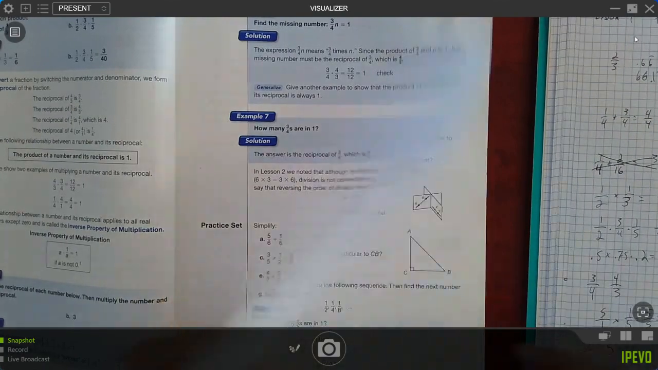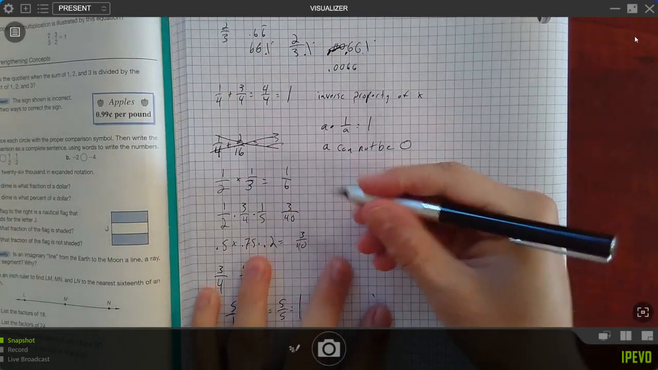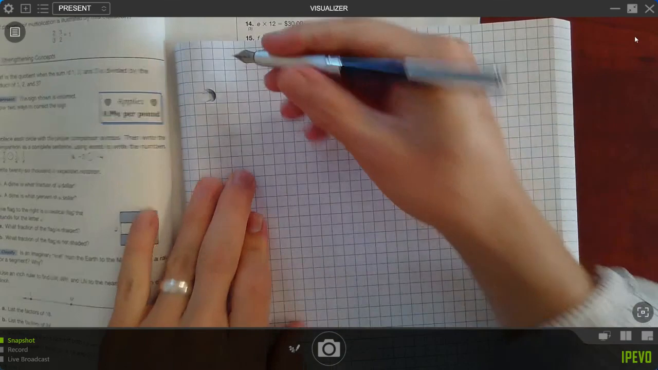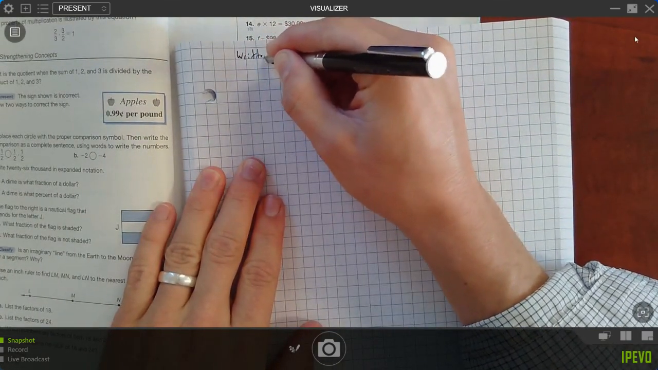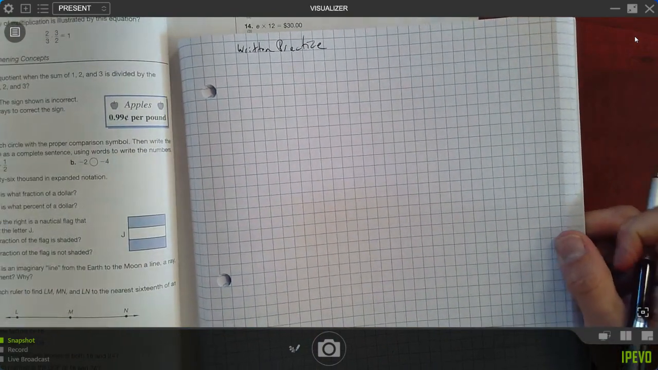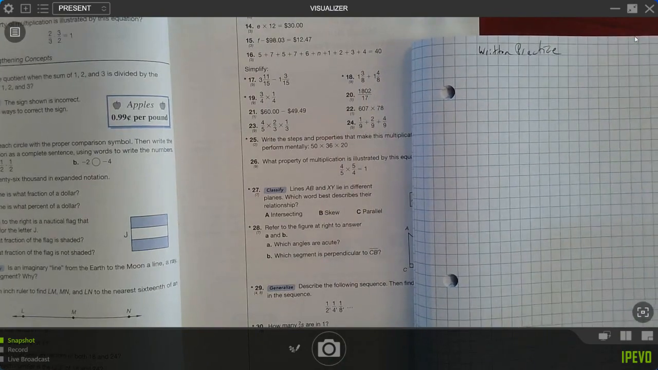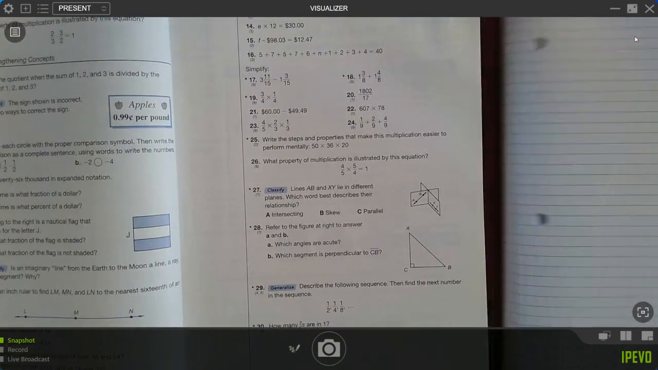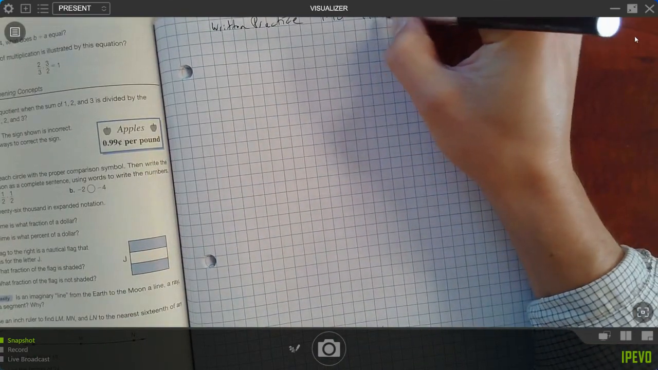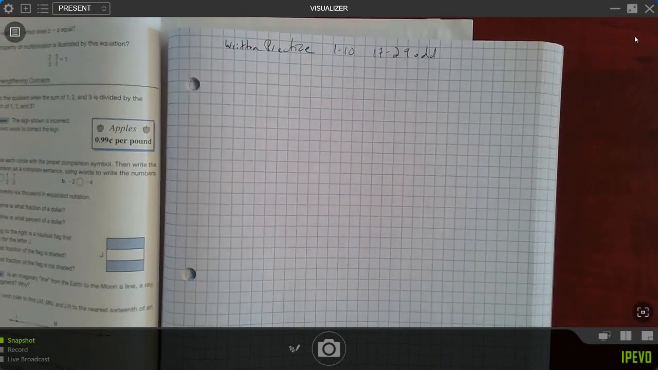For the work we're going to do, the written practice here, I'll just do a new page. The written practice, want 1 through 10, and then we'll do 17 through 29 odd. Give you a little bit of a break. So 1 through 10, and then 17 and 29 odd.